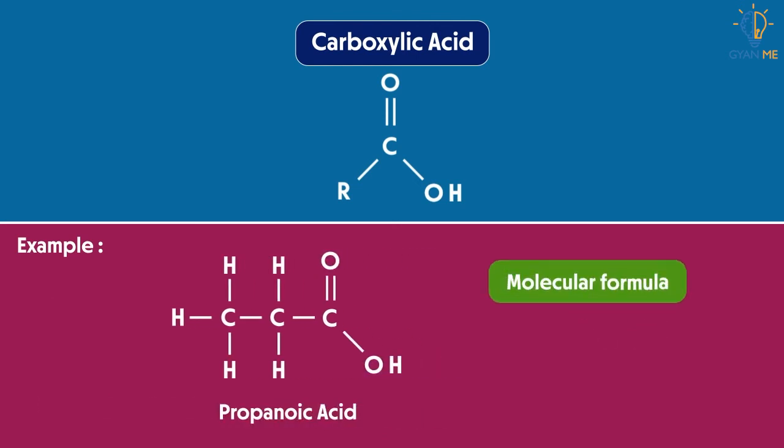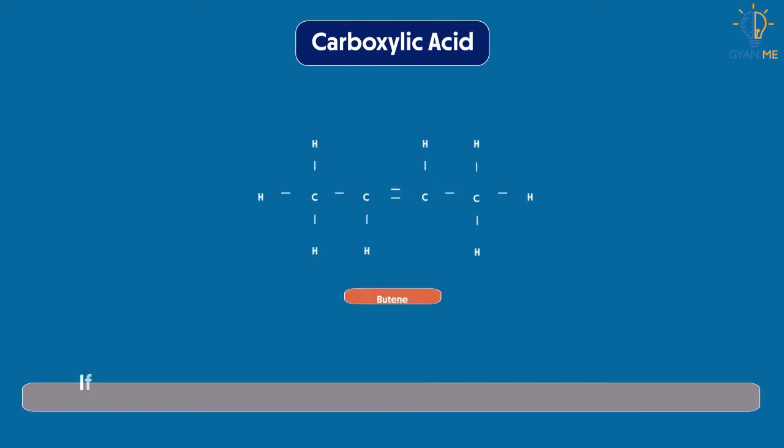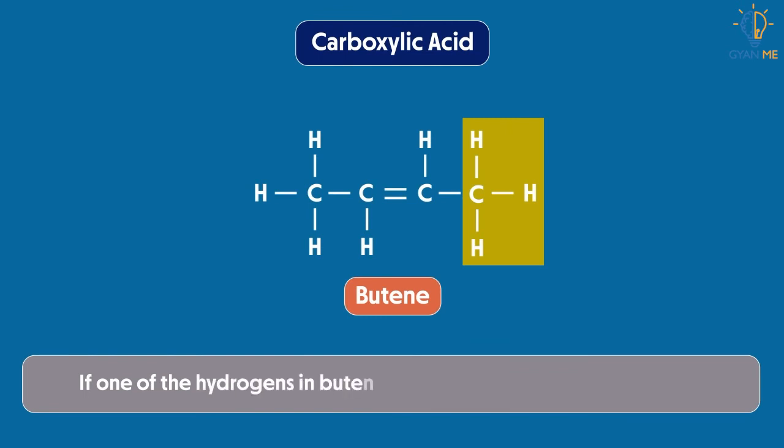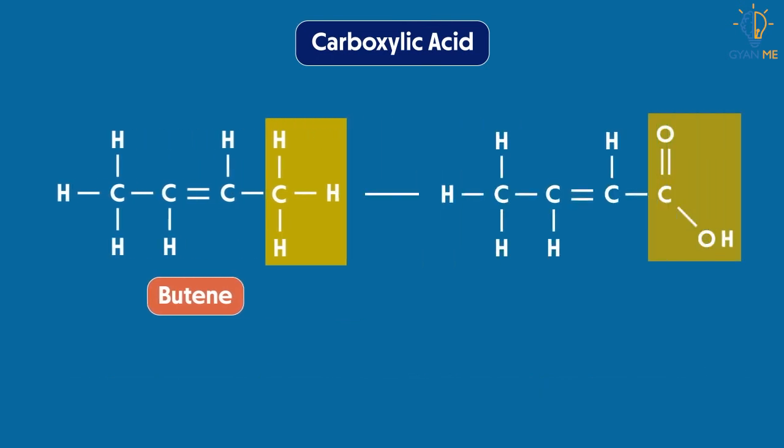It has the molecular formula C3H5COOH, which can also be written as CH3CH2COOH. Now what if 1 hydrogen in butene is replaced by carboxylic group? Now here, if 1 alkyl group is replaced, then we get a compound like this. Its name is butenoic acid.